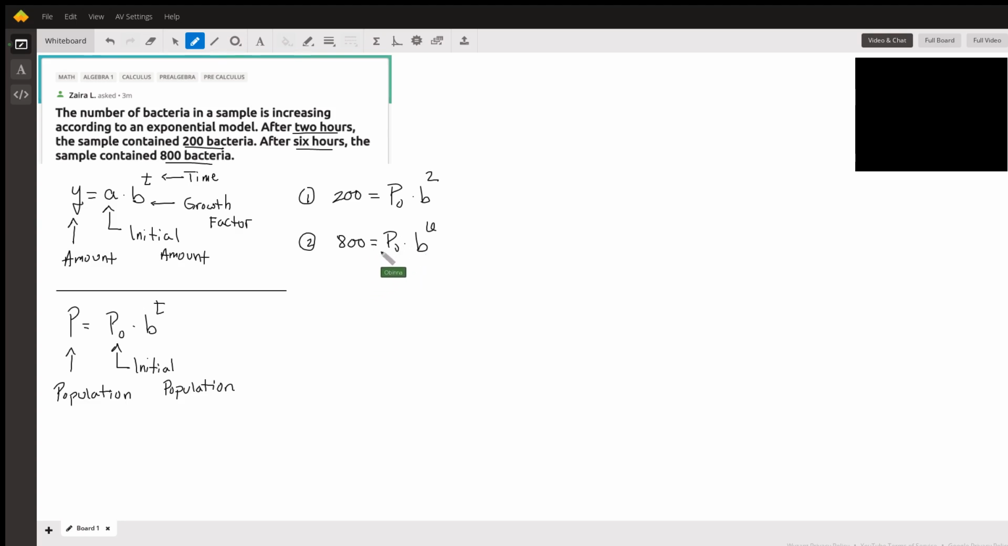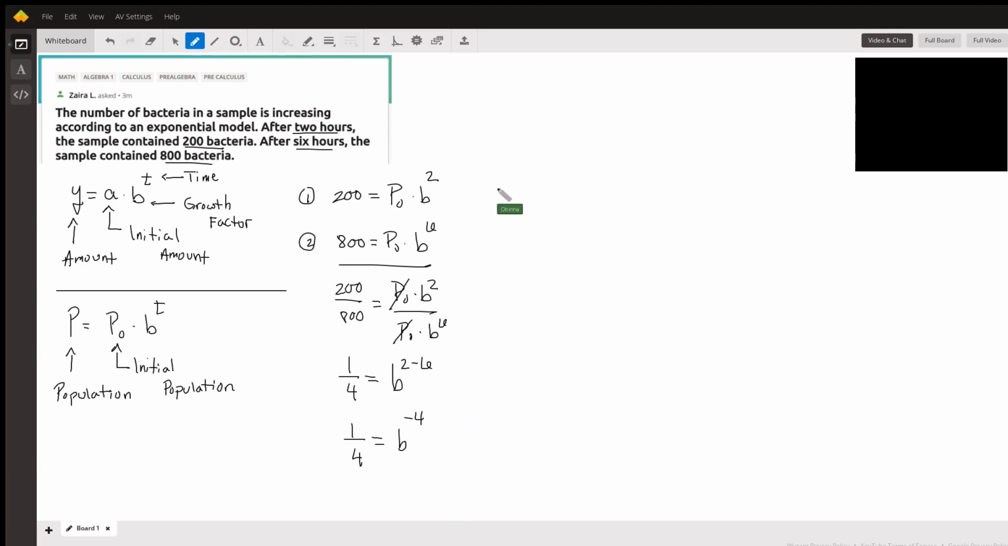One way we can solve it is by dividing the top equation by the bottom equation, meaning 200 divided by 800 is equal to P0 times B squared divided by P0 times B to the 6th power. 200 divided by 800 reduces down to 1/4. The P0s will cancel out, and now I have B squared divided by B to the 6th. Your exponents will subtract, 2 minus 6, and the result is 1/4 equals B to the -4 power.